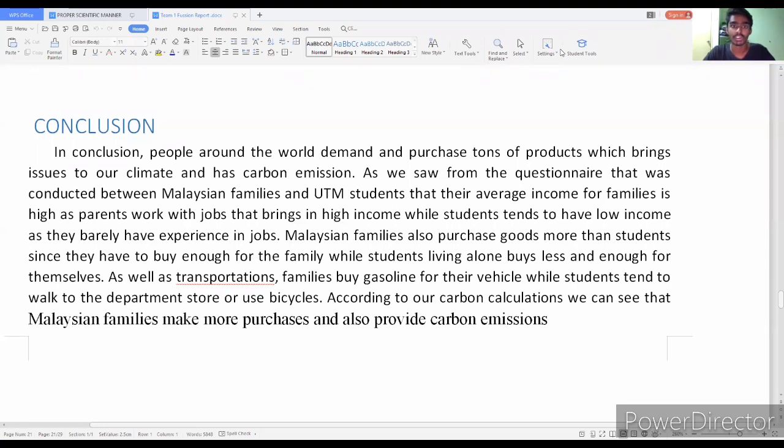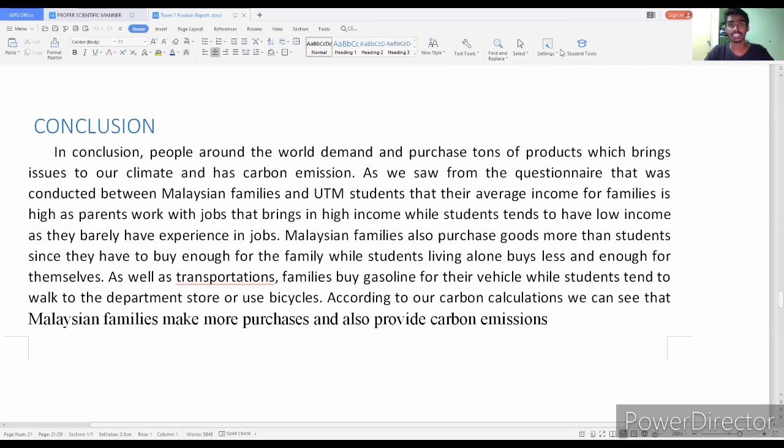So we have come to the conclusion. In conclusion, people around the world demand and purchase tons of products, which brings issues to our climate and carbon emission. As we saw from the questionnaire conducted between Malaysian families and UTM students, the average income for families is high as parents work jobs that bring in high income, while students tend to have low income as they barely have experience in jobs. Malaysian families also purchase goods more than students since they have to buy enough for the family, while students living alone buy less, just enough for themselves.